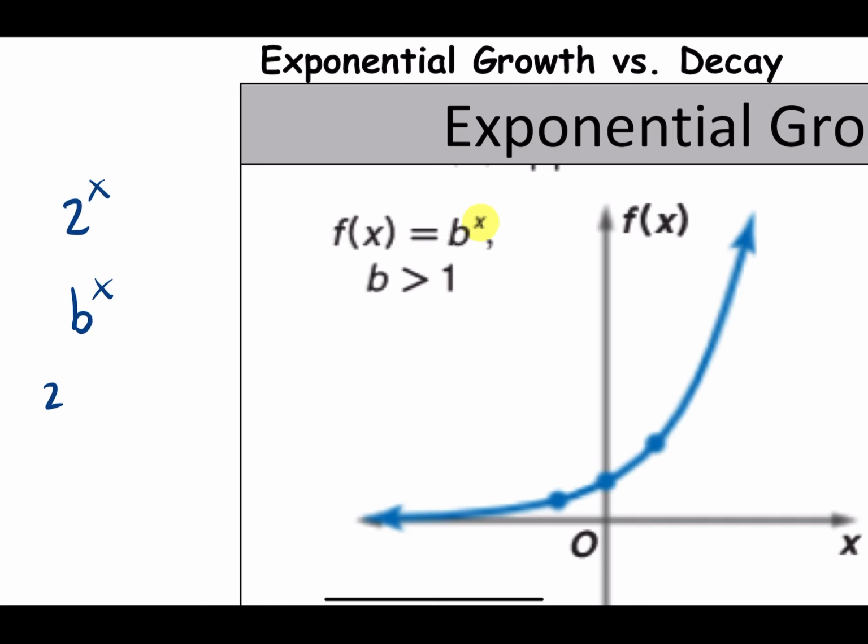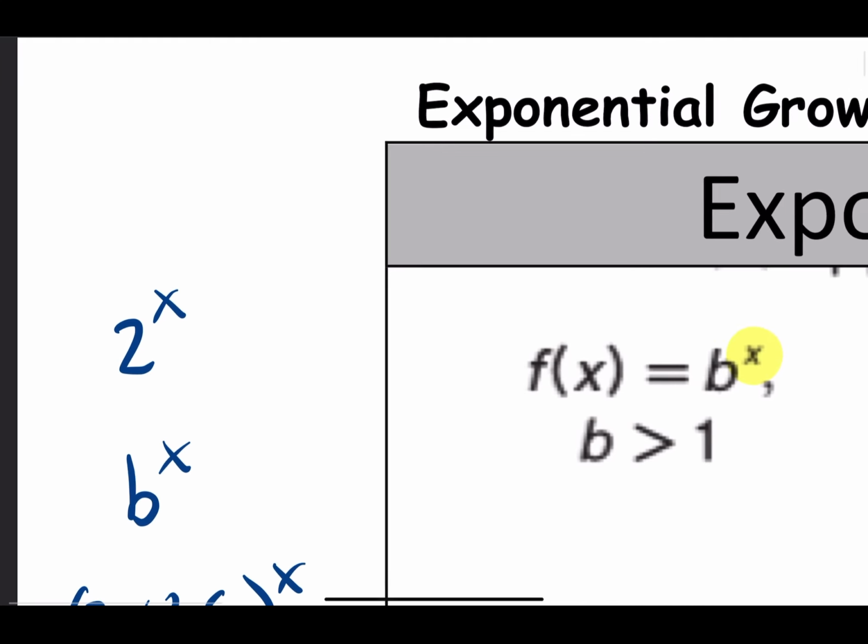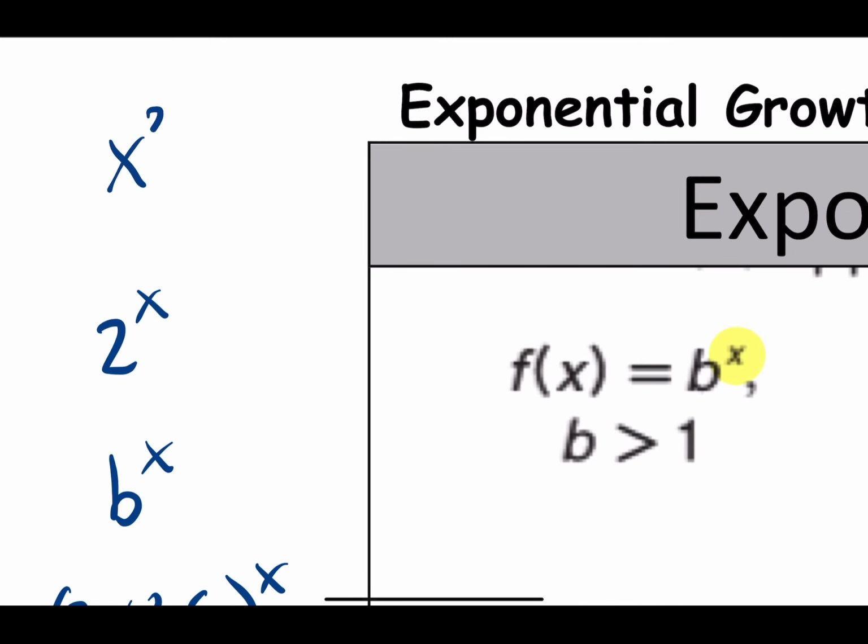Or, 2 plus 3.5 divided by 2, and this whole thing is raised to the power of x. x is in the exponent spot, it's exponential. Something that is not exponential would be something like x squared. It has an exponent, but it's not x. So this would not be exponential.